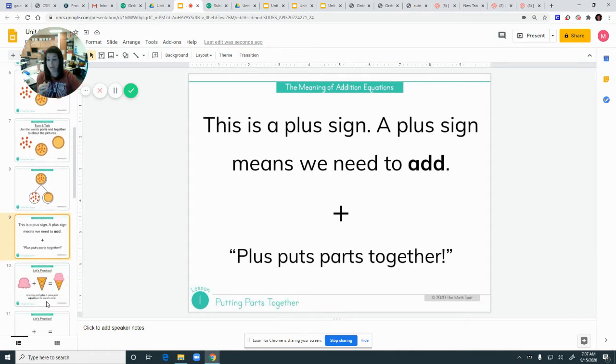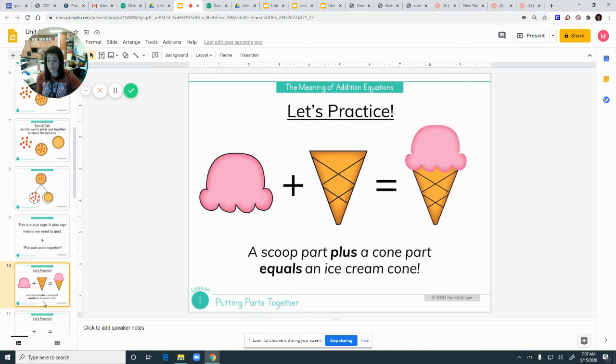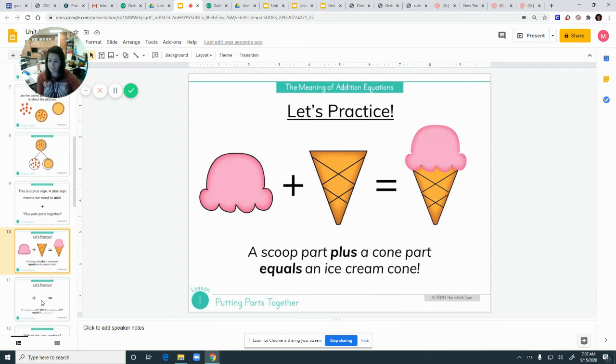If I use that with my ice cream cone, here's what that sentence looks like. You have an ice cream plus the cone equals an ice cream cone. Okay, so I put my pieces together to get my whole. So if we read the sentence, a scoop part plus a cone part equals an ice cream cone. Okay, that's not too bad, right?